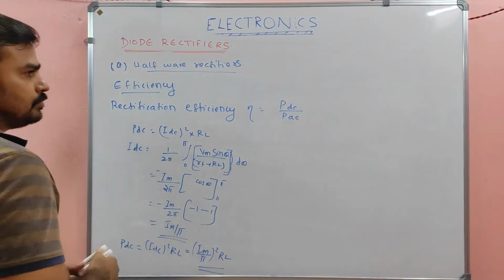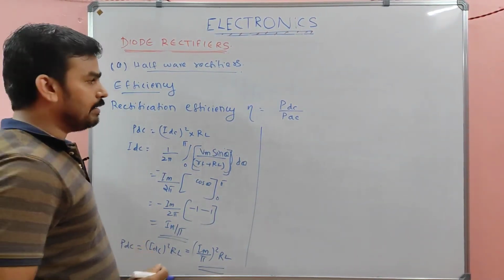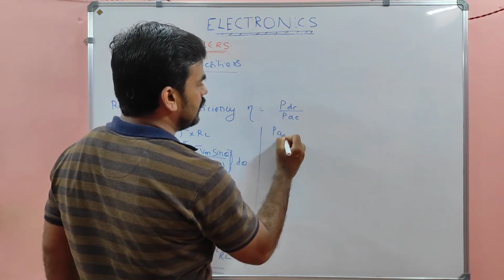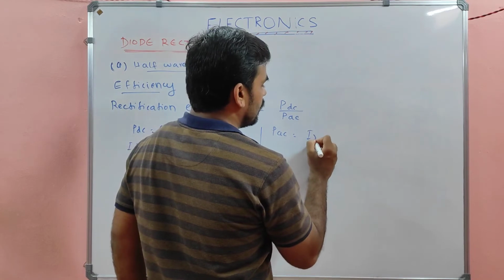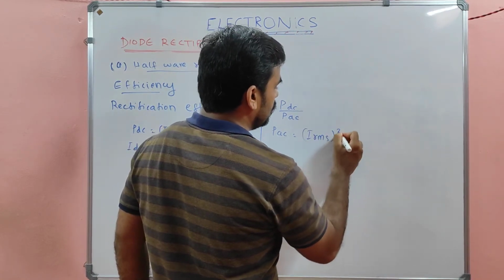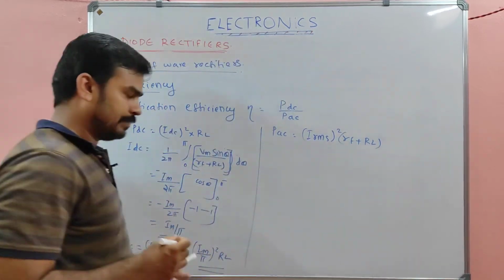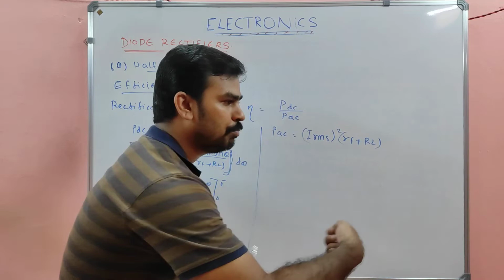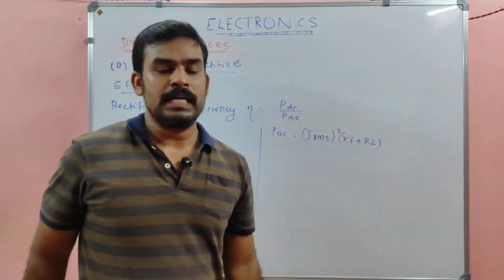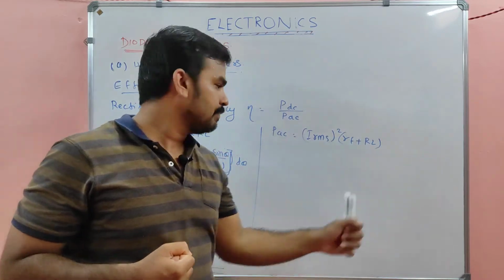So what will we obtain now? We got PDC, then PAC. What is PAC? PAC is nothing but IRMS square into (RF plus RL). Am I right? Because we are giving the input power, and input power is nothing but input voltage into input current. The input current feels a resistance of this much.